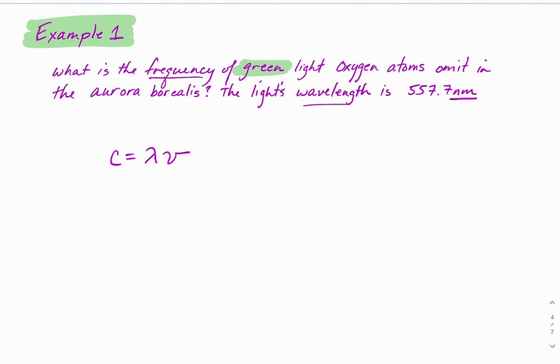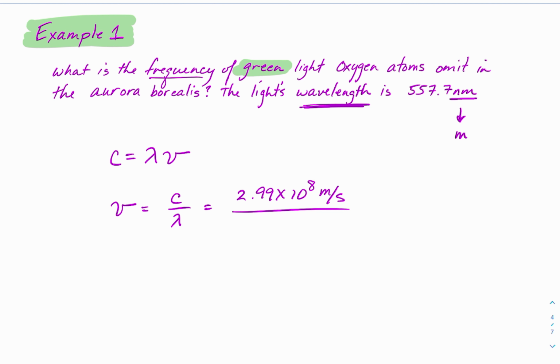And so let's rearrange this equation to be solved for nu, and that makes it a little bit easier for us to solve this problem. And so we are given wavelength and the speed of light, c, is our constant, so we can just plug these numbers in. So 2.99 times 10 to the 8th meters per second is the constant for speed of light. And the wavelength given to us, remember, is in nanometers. But since the speed of light is in meters, we need to convert nanometers to meters.